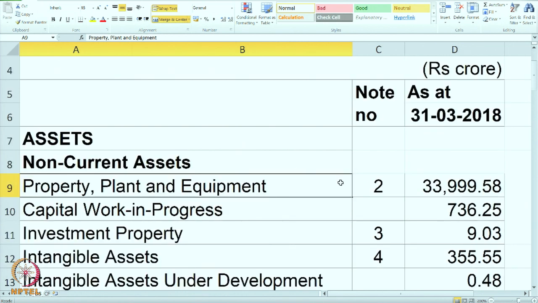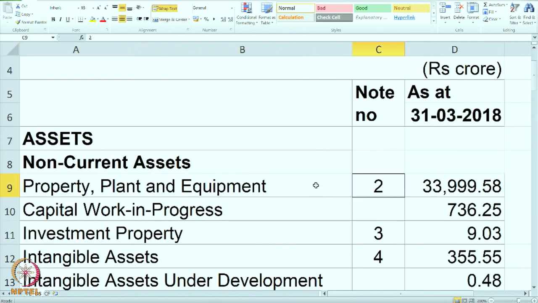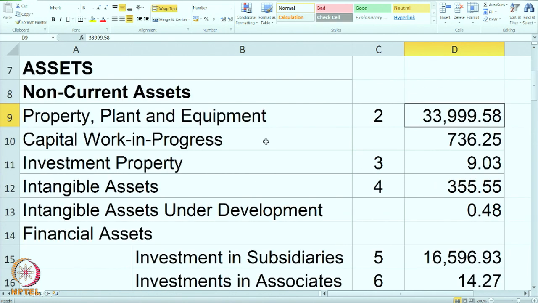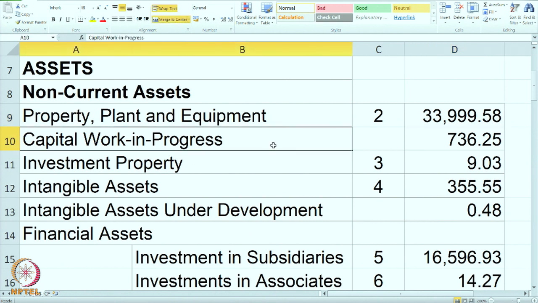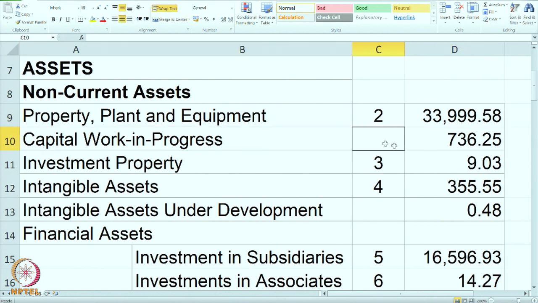And this is the note number. Those of you who really want to know more details, you can go to Hindalco annual report, check the note number 2 for more details. The total amount is also very big, it is 39,999 crore. Next is capital work in progress, they have not given any note for it. The total amount is also relatively small, it is 736.